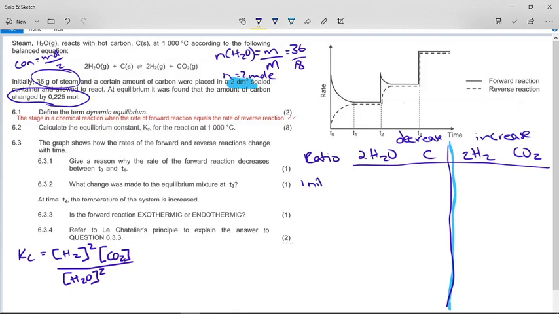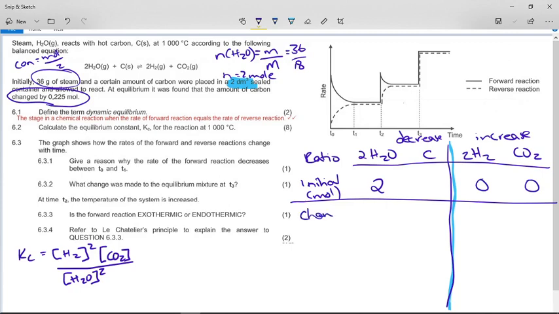So now when you draw these tables, do not be lazy and just write rice down the side. You actually have to write exactly what you're doing. So my initial moles, we know that the carbon doesn't really matter, so I'm leaving the carbon blank, because it says it's a certain amount. But we do know from that other calculation, the 36 grams of steam translates into 2 moles of water, and we had no hydrogen and no carbon dioxide.